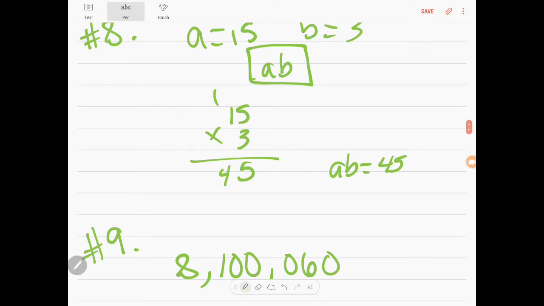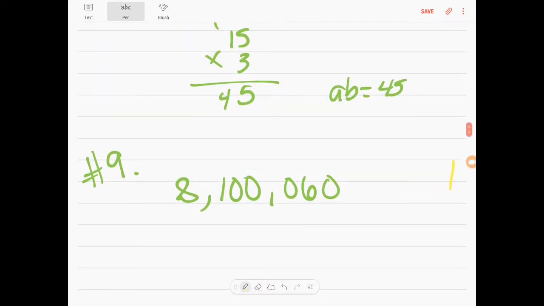Number 8? Number 8. I'm sorry, that was number 7. This is number 8. If A equals 15 and B equals 3, then what is AB? You must know that when you have two variables next to each other, the relationship that they are doing is multiplication. You will multiply 15 times 3. 15 times 3 is 45. AB equals 45. Move on to the next one.